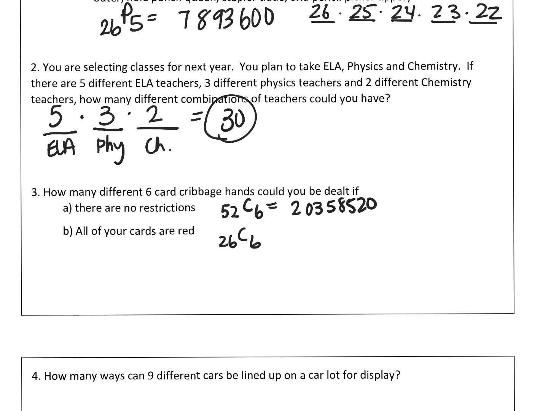If all of your cards are red, well, that then means that I am still choosing 6 cards, but I'm only going to pick from the red ones. So 26 choose 6 gives me 230,230 different hands that I could get there. Okay, so if there's restrictions in a combination, it's usually just reducing the number that you have to choose from.